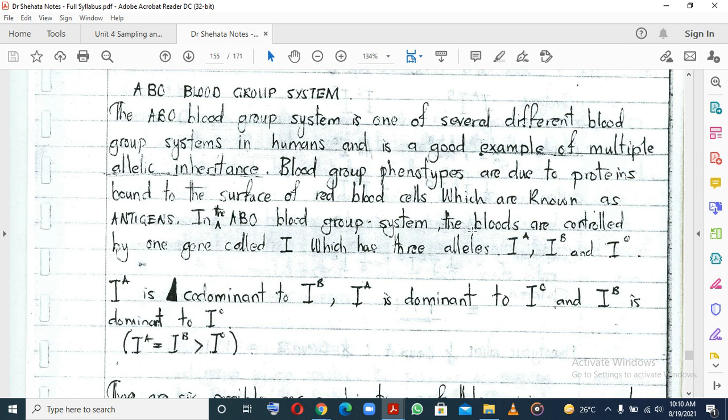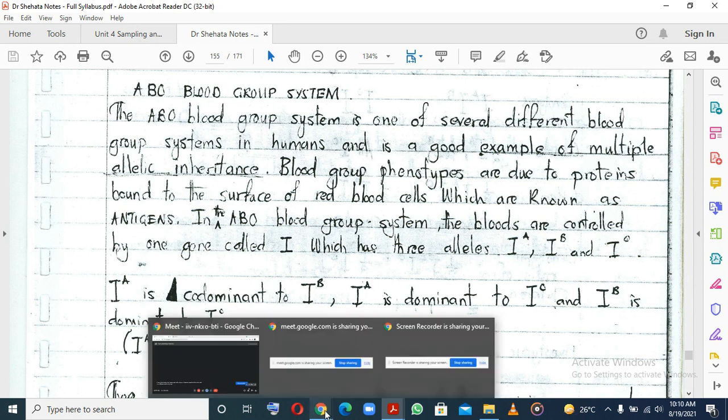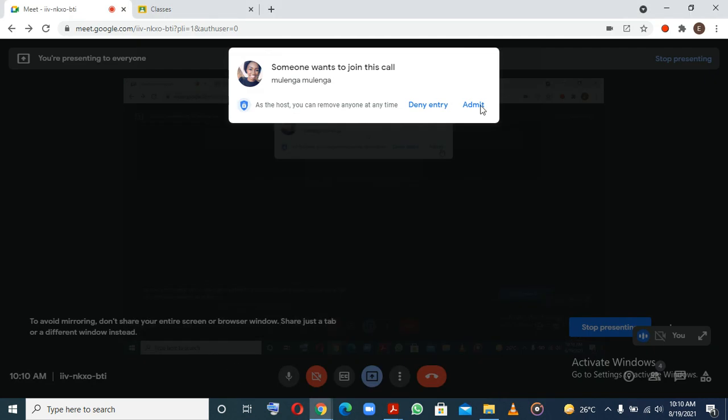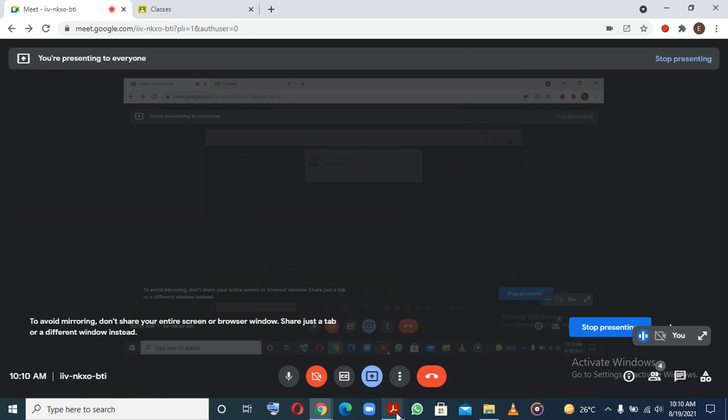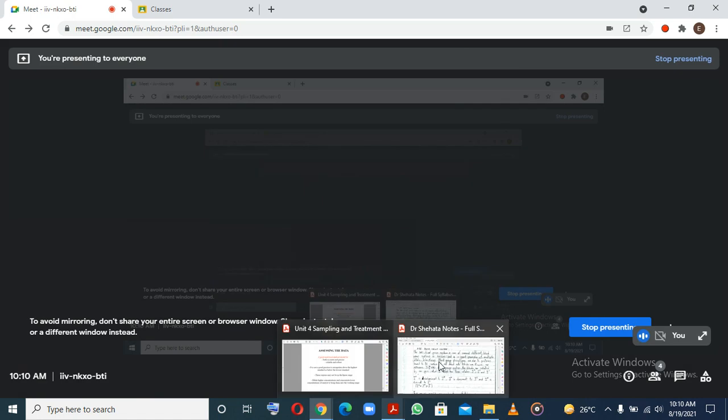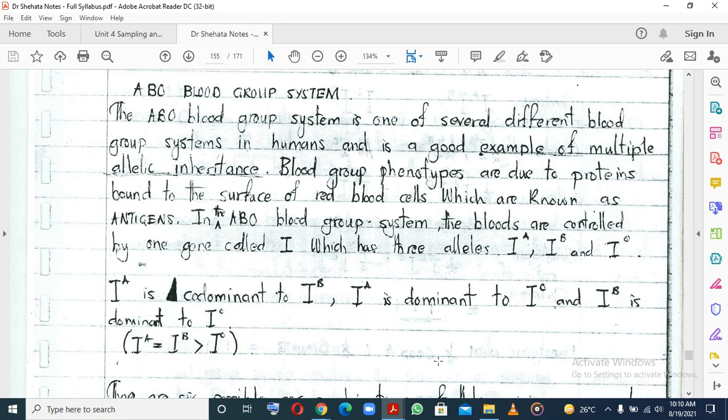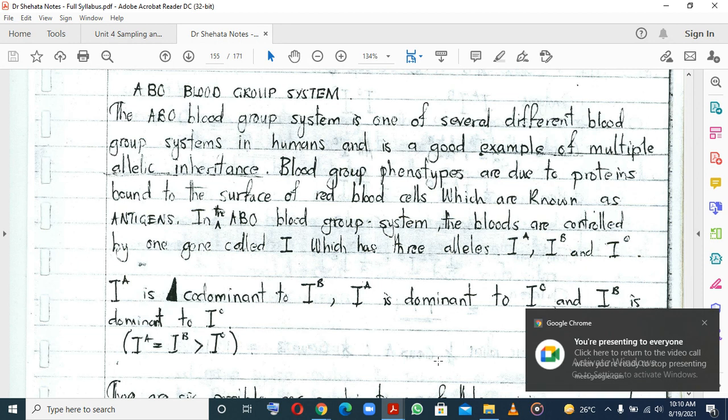However, it's a very good example of multiple allelic inheritance, meaning that the genes that are coding for these things, the alleles, they are more than what? Or we can say there are three or more. So the alleles are three or more. Now that sets up a very interesting thing, because now we know that there are going to be a number of genotypes and phenotypes as well.